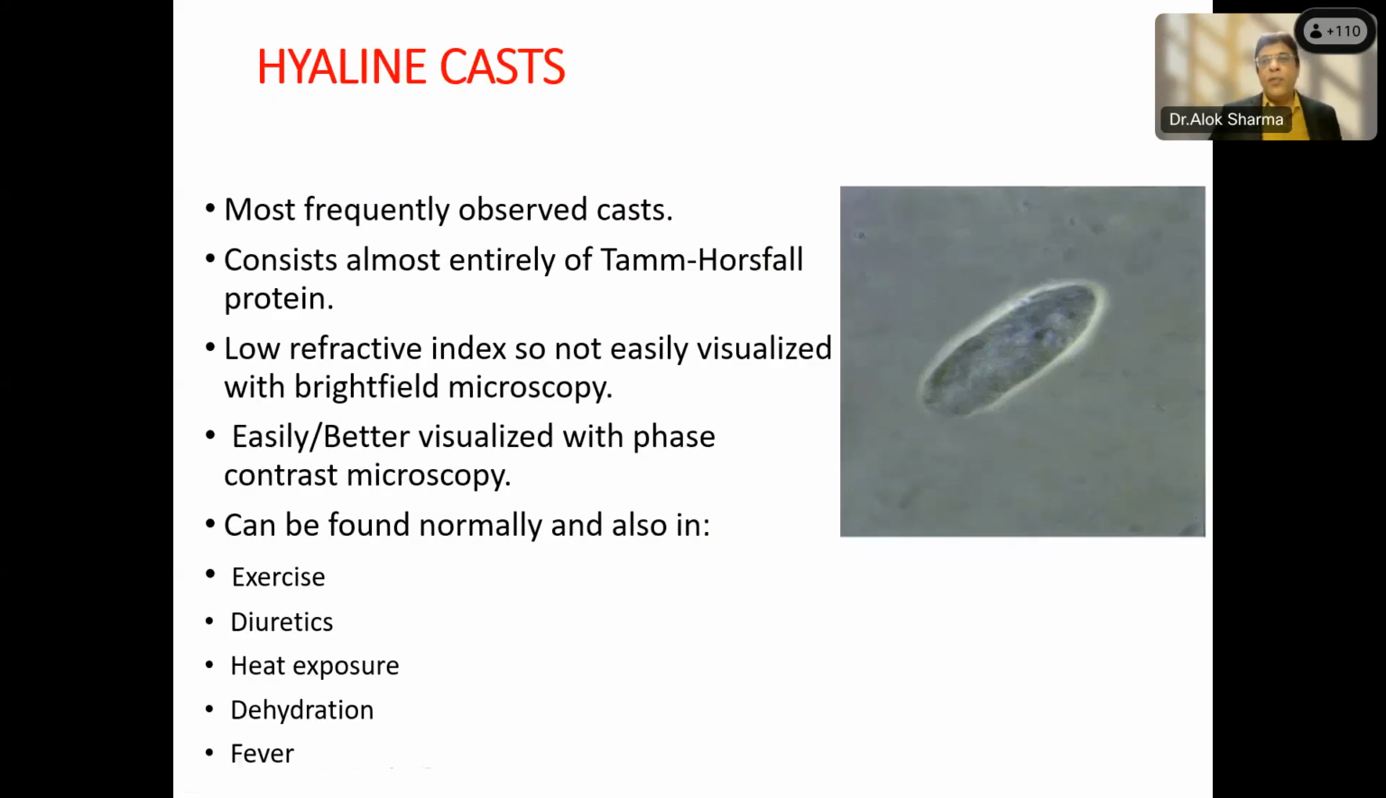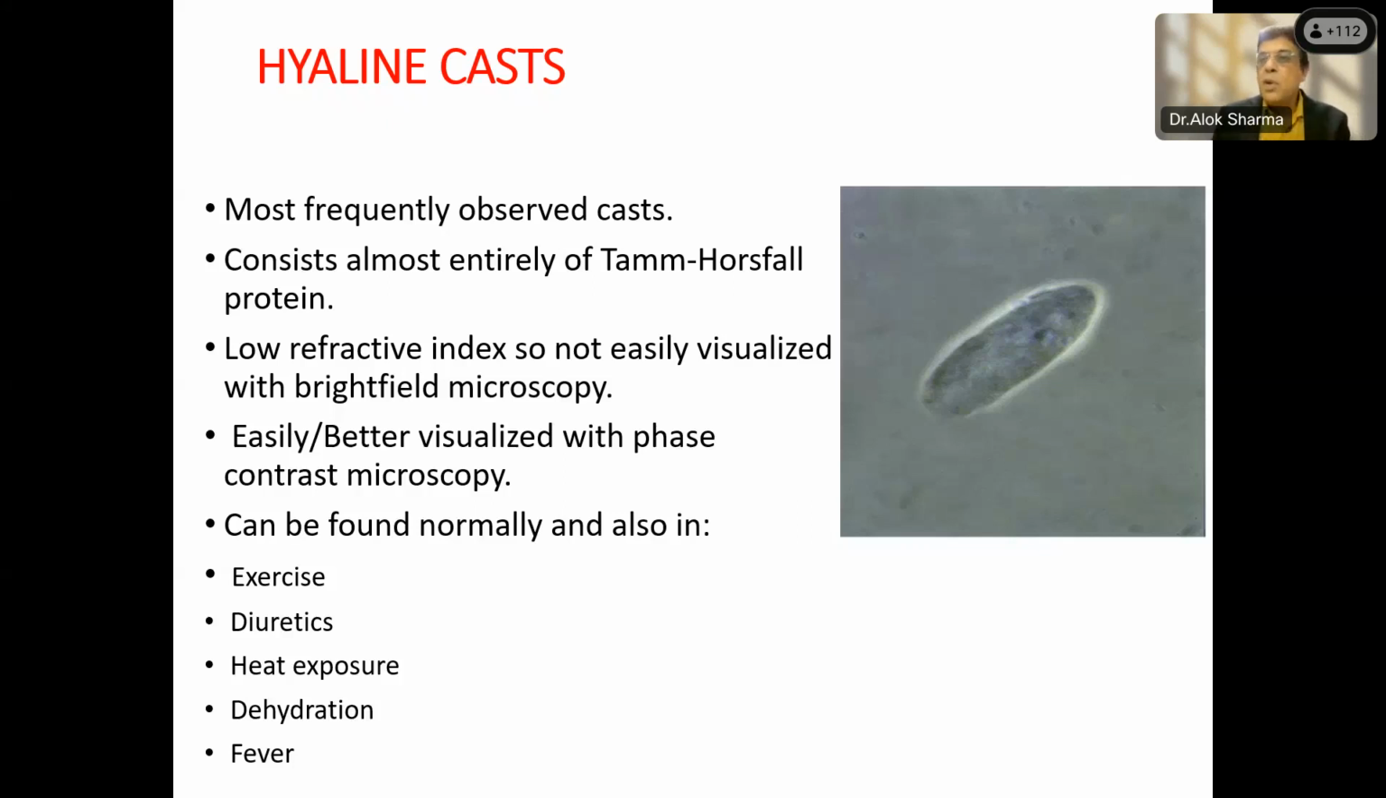So we'll just quickly brush through the basic casts so that you have a good understanding of how they appear and what they are arising from. The most common cast is the hyaline cast. You will see them in almost every urine sediment, and these hyaline casts are almost entirely composed of the Tamm-Horsfall protein. When you talk about hyaline casts, you're talking about Tamm-Horsfall protein, and unfortunately, they have a very low refractive index, so they are not easily visualized. Once you lower your condenser to sufficient depth, you can identify these hyaline casts. And if you want to visualize them the best, of course, phase contrast microscopy is the best.